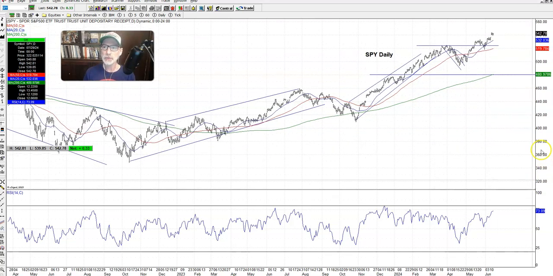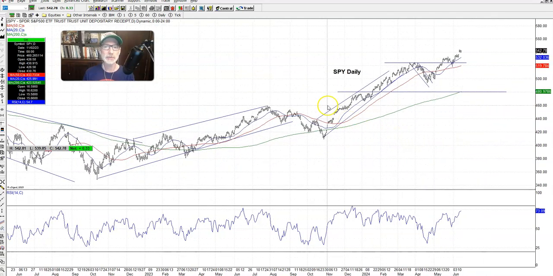Now, what we like to do first, we always like to look at the indexes. We look at the S&P 500, the NASDAQ, and the Dow Jones. Those are the 3 main stock indexes. And we use the charts with the exchange traded funds for each one of those indexes. This is the SPY. This is the exchange traded fund for the S&P 500.